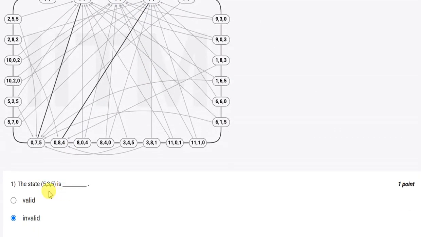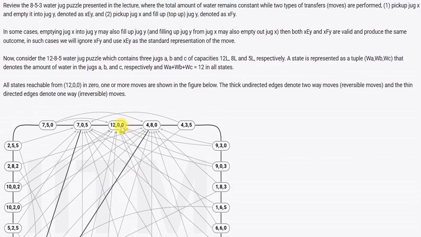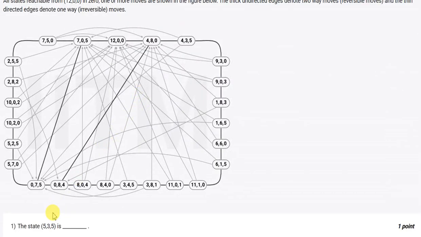The question is: is this state valid or not? Now this is an invalid state. Why? Well, because if you add this, it will be 5 plus 3 plus 5, which is 13 liters, but our total capacity is only 12. We can have a maximum of 12 liters. We have jugs of 12 liter, 8 liter and 5 liter, but our total is only 12 liter. So this state, with jug A being 5 liter, jug B being 3 liter, jug C being 5 liter, is impossible.